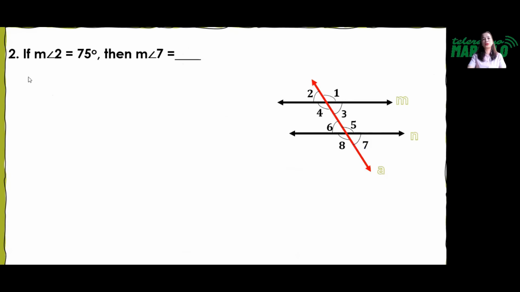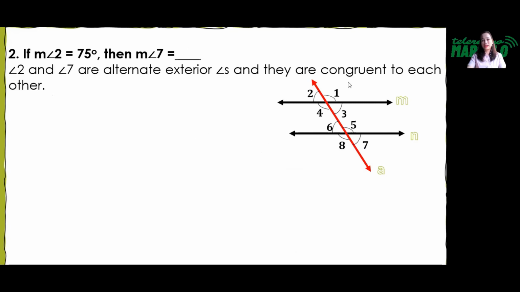In problem number 2, we have the measure of angle 2 as 75 degrees. Then the measure of angle 7 is unknown. So again, take a good look at the figure. Determine the location of angle 2 and angle 7 to determine the relationship. And as seen, angle 2 and angle 7 are alternate exterior angles, and they are congruent to each other.